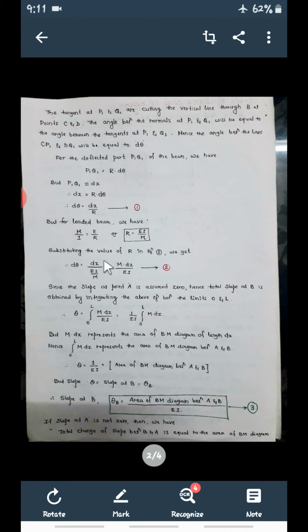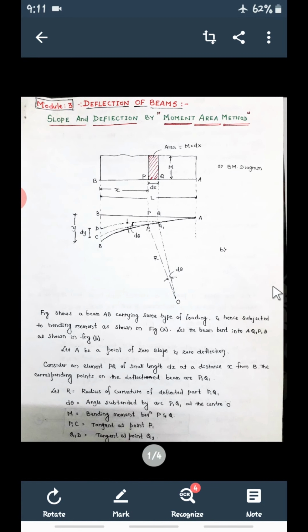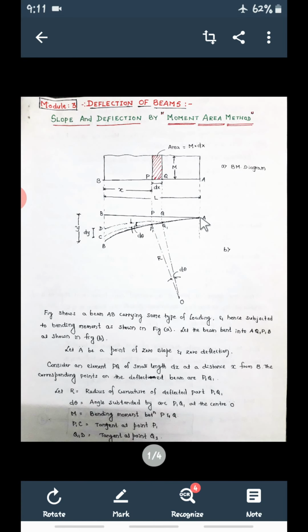Now if you integrate this equation, that is d theta is equal to M into dx by EI between the limits span, that is here 0, here it is L. See here, total length will be L. So now we have got the equation, that is d theta for this small portion. For PQ we have got this.